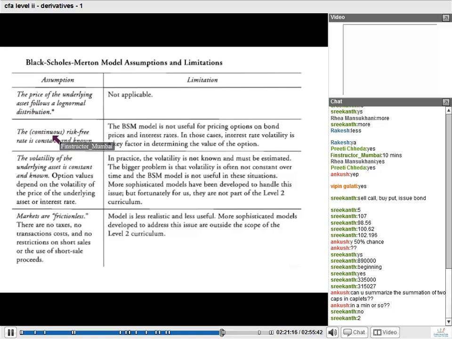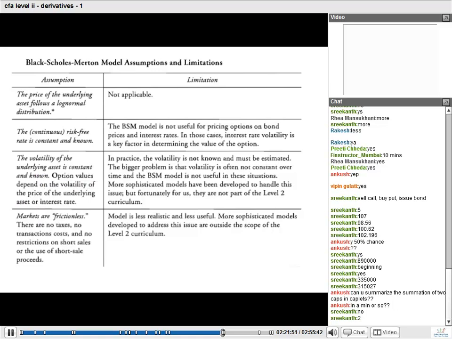The risk-free rate is constant and is known. This renders the model useless for fixed income securities. Because the assumption is that the risk-free rate is constant, we can't use it for pricing or valuing fixed income options or interest rate options, because the value of the option comes because interest rates fluctuate. So there we will have to use the binomial method. The volatility of the underlying asset is constant and known. In practice it is difficult and volatilities keep changing, so that is a bit of a limitation.